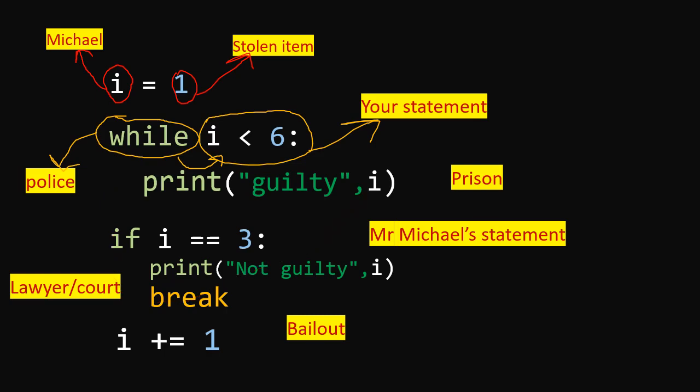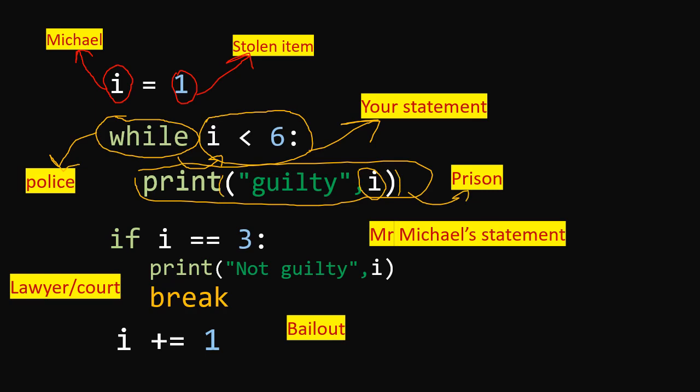So right now we take this to be police, and this is the condition. Now the police checks this condition and see if this condition is true. If this condition is true, they will print guilty, and Mr. Michael will be put to prison. Okay, Mr. Michael will be jailed. This is Mr. Michael, and he is right here in the enclosing bracket.